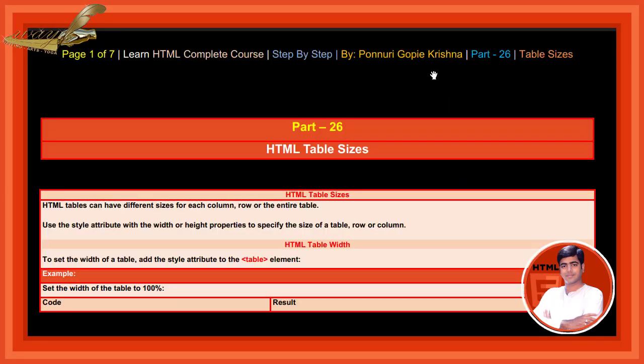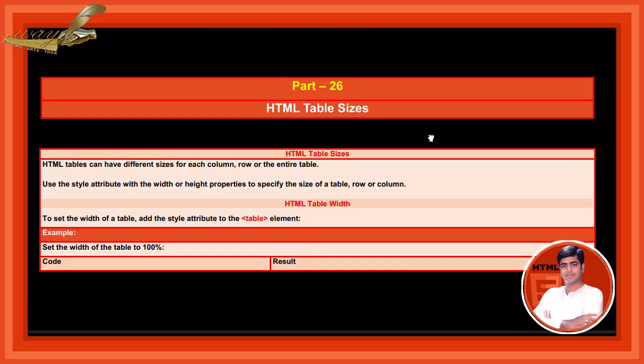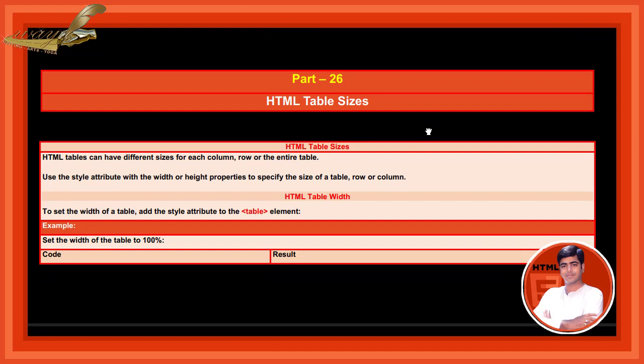In this session, let us learn about HTML table sizes. HTML tables can have different sizes for each column, row, or the entire table. Use the style attribute with the width or height properties to specify the size of a table, row, or column.